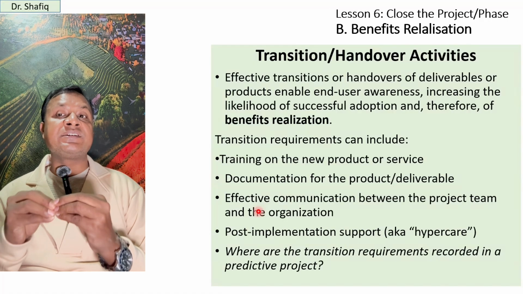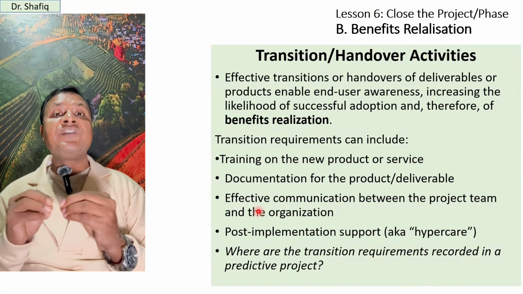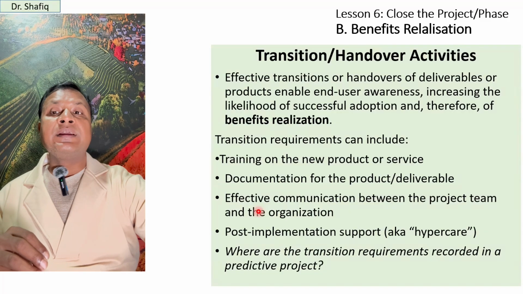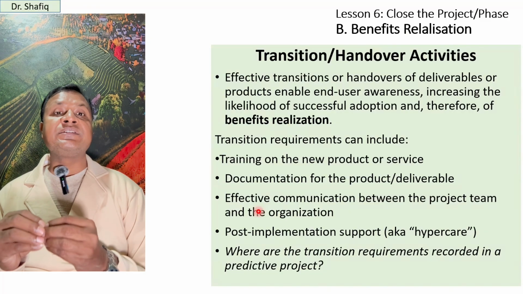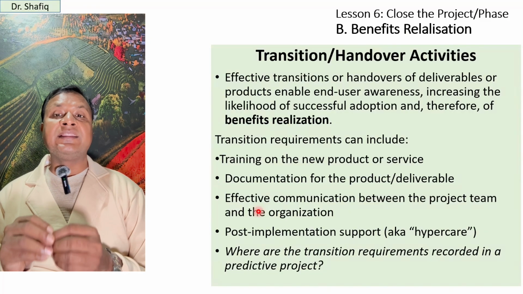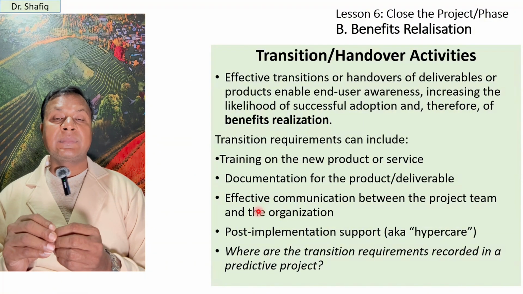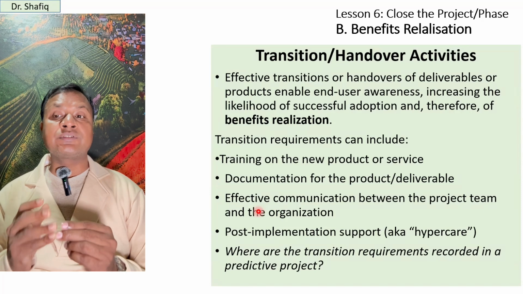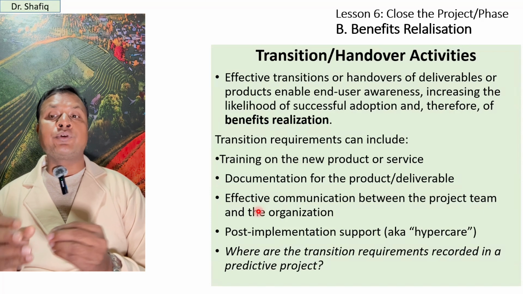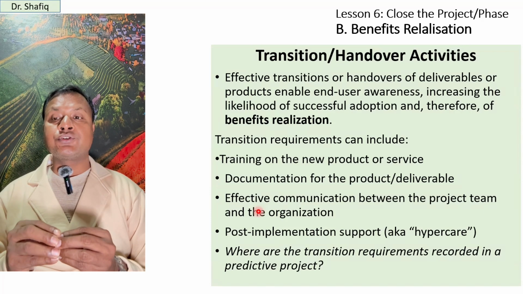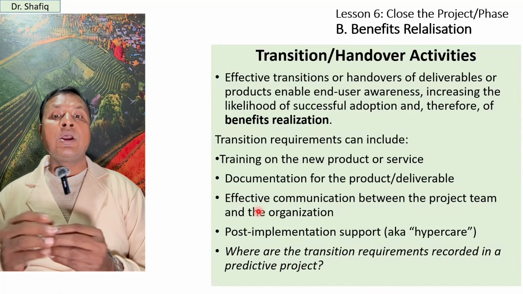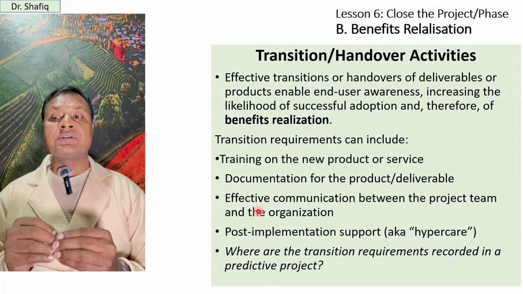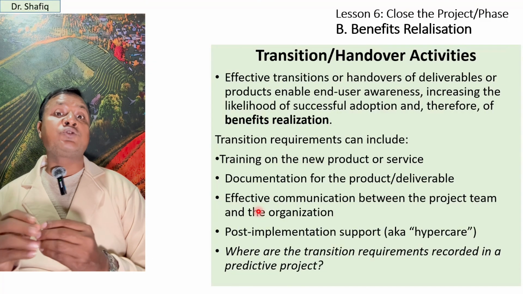And what are the activities in transition and handover? Effective transition or handovers of deliverables or products enable end user awareness, increasing the likelihood of successful adoption and therefore of benefit realization. Transition requirements can include training on the new product or service, documentation for the product deliverables, effective communication between the project team and the organization, post-implementation support, and where are the transition requirements recorded in a predictive project that should be answered.